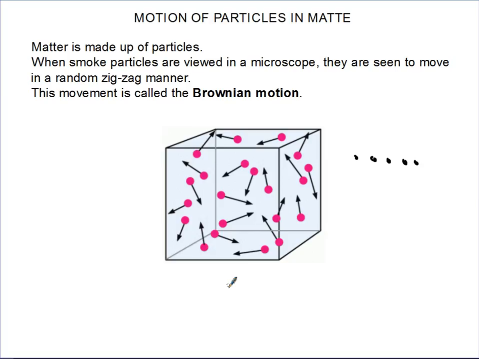Okay, now we had the smoke. After viewing it under the microscope, it was seen that smoke is made up of particles. Secondly, the movement of these particles does not follow any pattern. They move in a random zigzag manner, and this is what we call Brownian motion. So Brownian motion is just the random zigzag movement of particles in matter. Please don't let this name scare you. It's just the random zigzag movement of particles in matter.